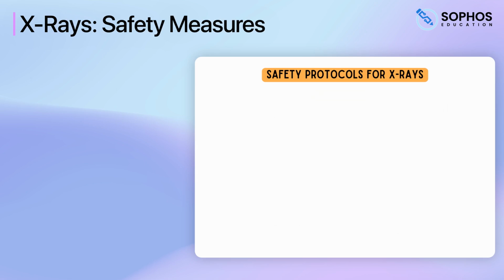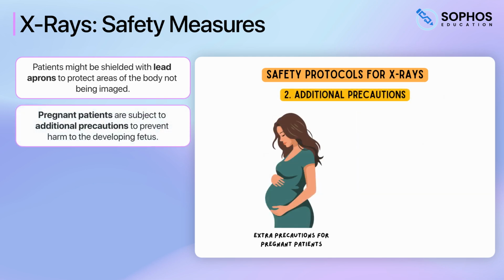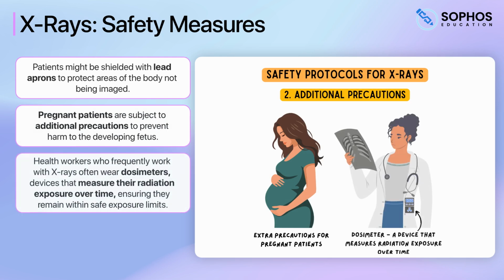For example, patients might be shielded with lead aprons to protect areas of the body not being imaged. Pregnant patients are subject to additional precautions to prevent harm to the developing fetus. Health workers who frequently work with X-rays often wear dosimeters, devices that measure their radiation exposure over time, ensuring they remain within safe exposure limits.